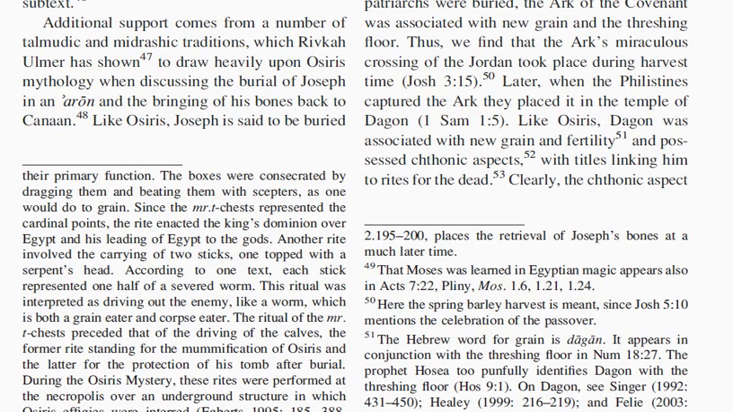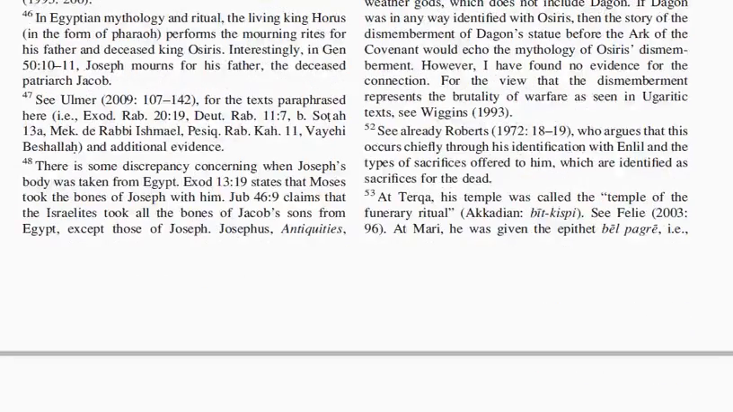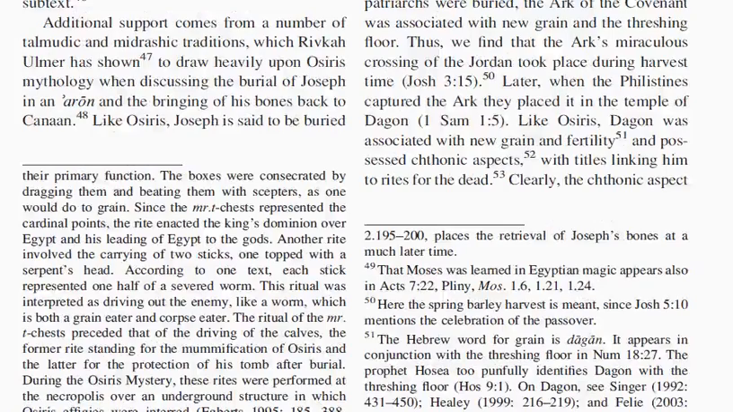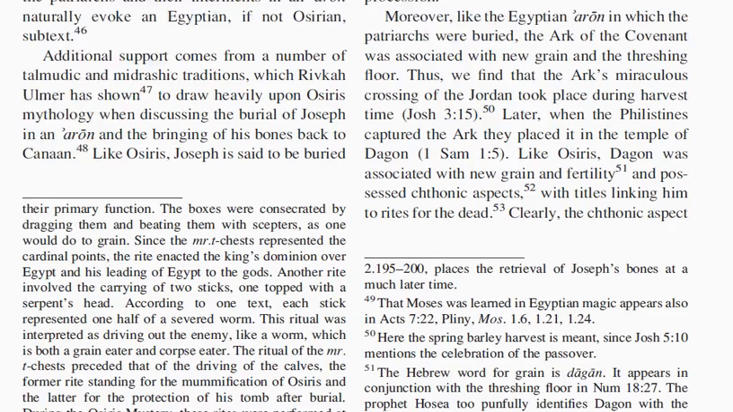Additional support comes from a number of Talmudic and Midrashic traditions, which Rivka Omer has shown. Footnote: see Omer 2009, pages 107 to 142 for the text paraphrased here, i.e. Exodus, Deuteronomy, and additional evidence. End of footnote. To draw heavily upon Osiris mythology when discussing the burial of Joseph in an Aron and the bringing of his bones back to Canaan.